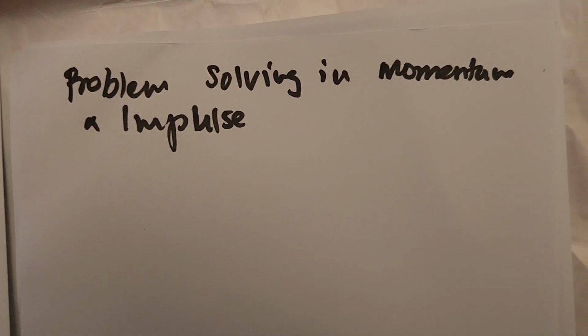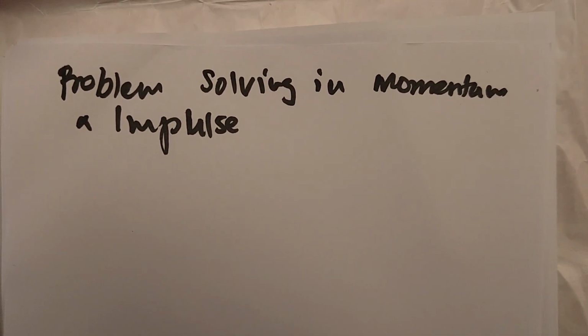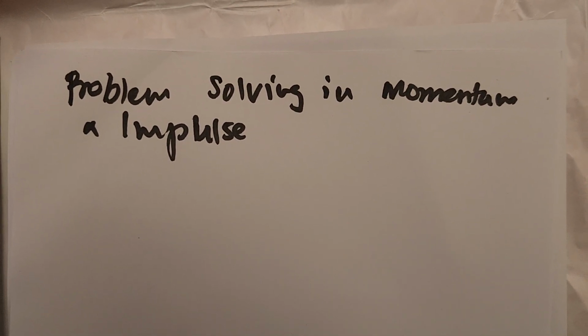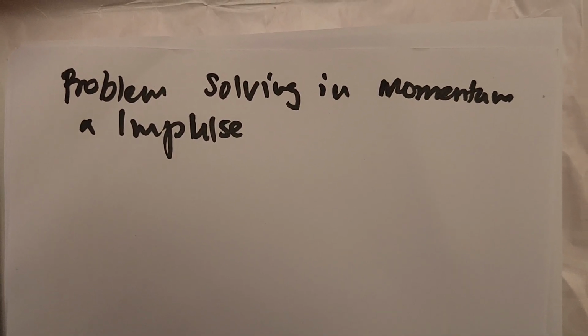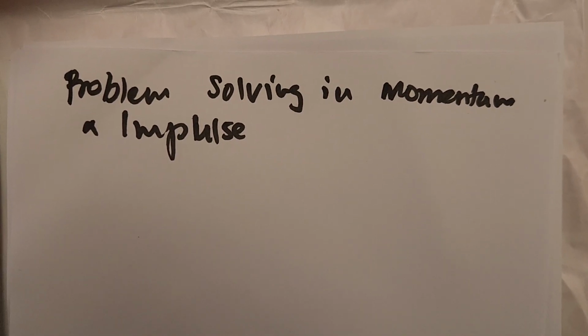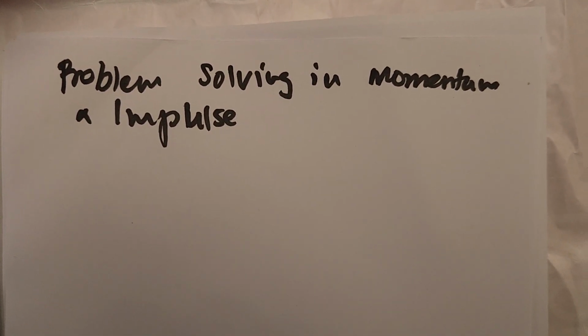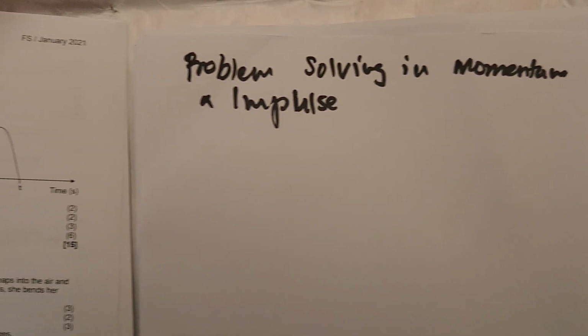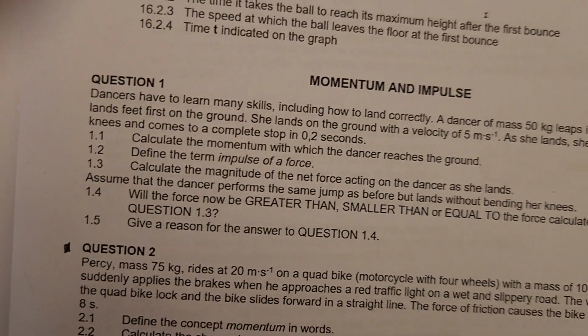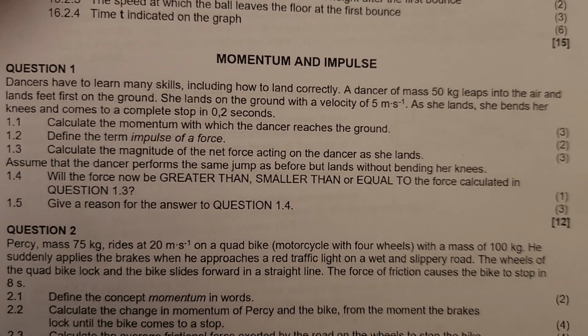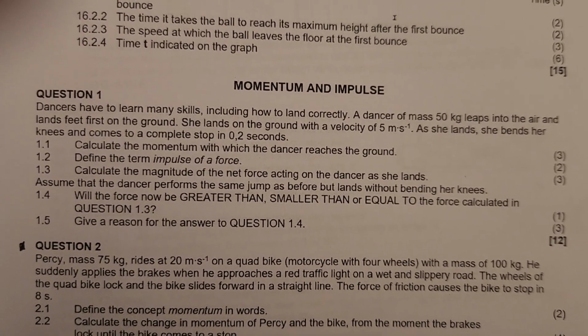So we are back with the problem solving in momentum and impulse. We'll use the past papers so that we can align our teaching so that we meet the cognitive demand in the section. So the first question here is drawn from one of the past papers. It was talking about the dancer here.